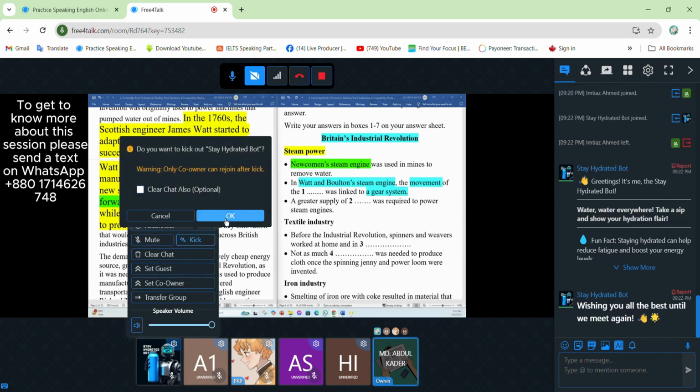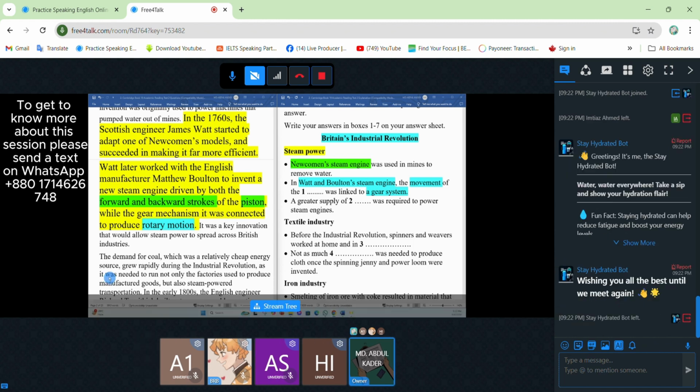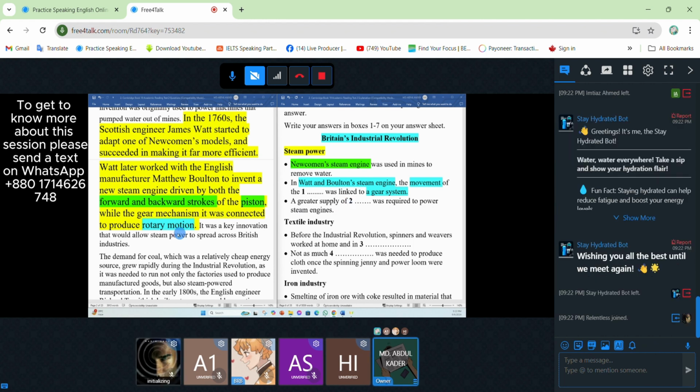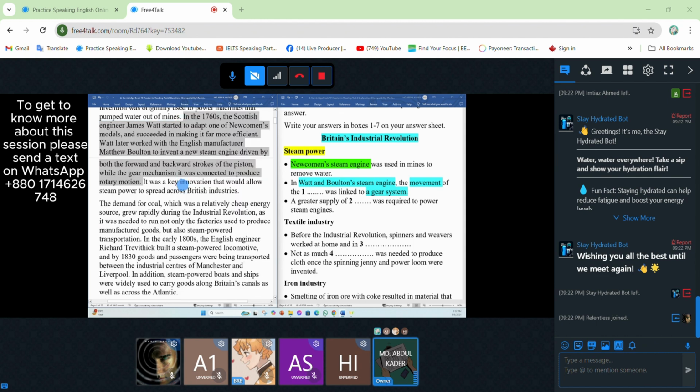Okay, next question. Question number 2. A greater supply of dash was required to power steam engines. So a greater supply of dash, it means a greater supply of dash, that means we need something.